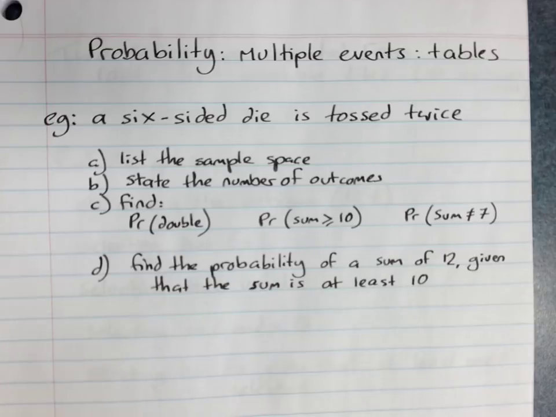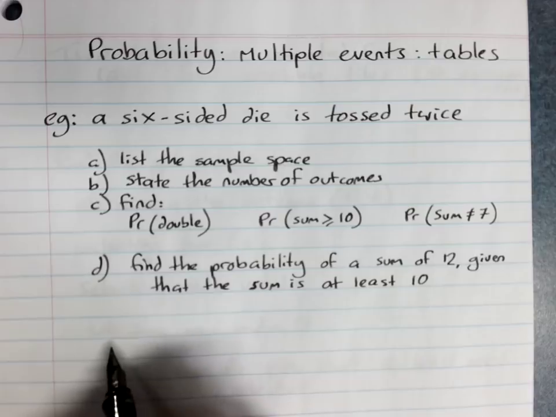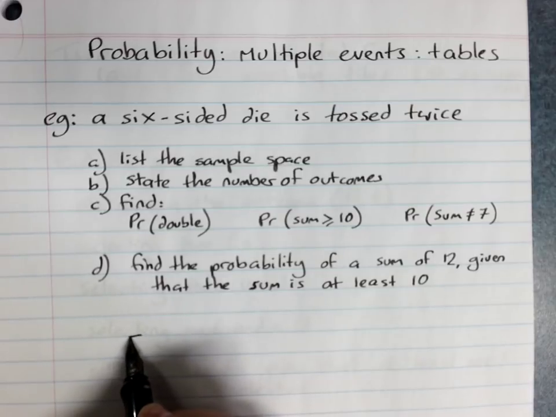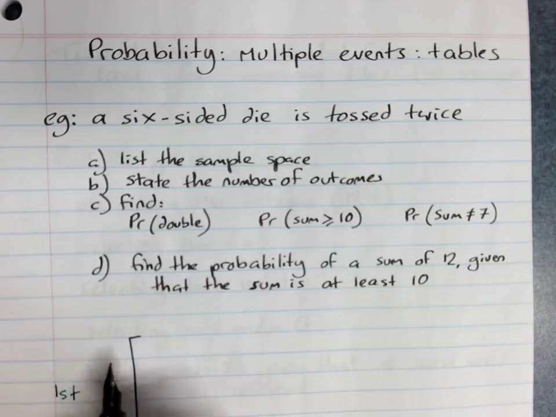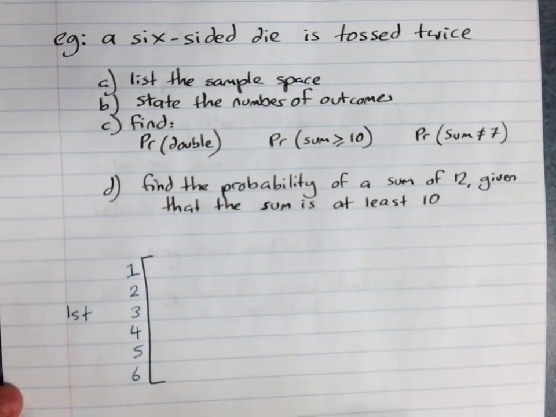Now, we've got to discuss a couple of concepts here. The questions will usually suggest that you use a table, and you are looking for, on the rows of your table, the first event, all its possible outcomes. So the first event is the first toss. And my outcomes for the first toss are 1, 2, 3, 4, 5, or 6.